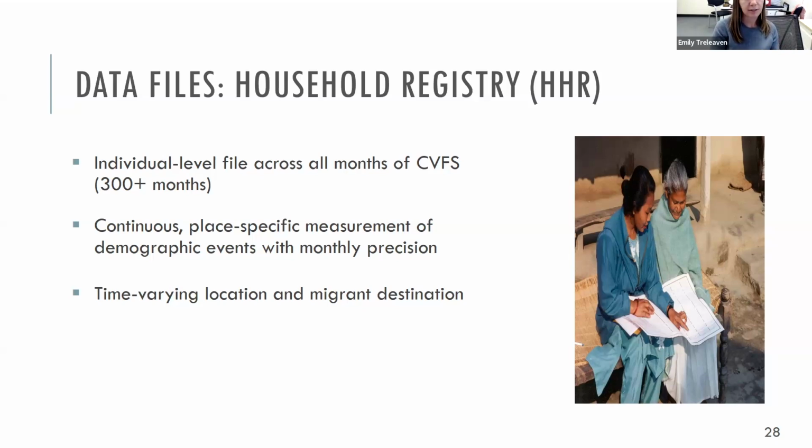And the household registry has monthly location measures for all individuals in the CVFS. It's a continuous measure of demographic events with monthly precision. So that includes birth, marriages, divorces, moves in, moves out, deaths, and school enrollment with specific place locations. So that's a way to generate time varying locations with migrant destinations. And I'll go over how to generate measures in a moment after reviewing the other CVFS data files related to migration.